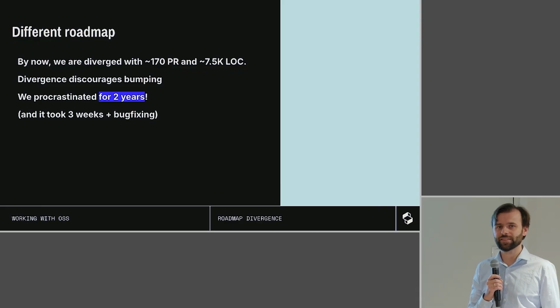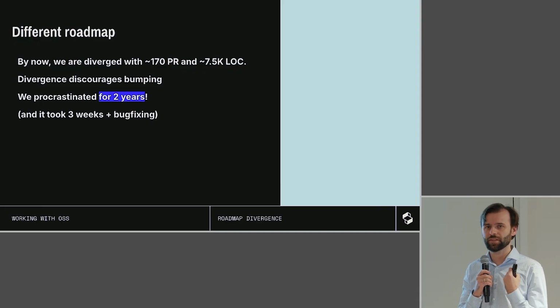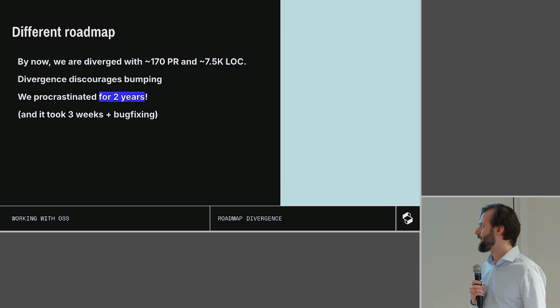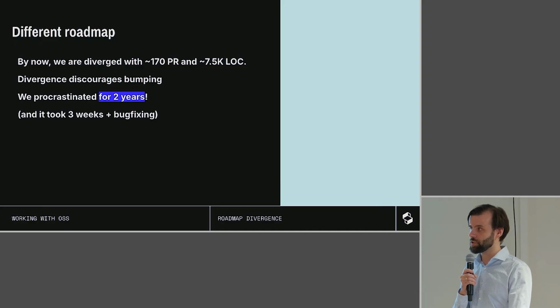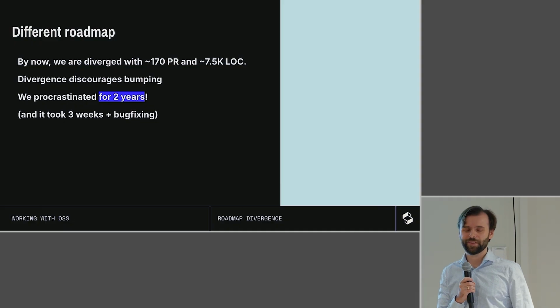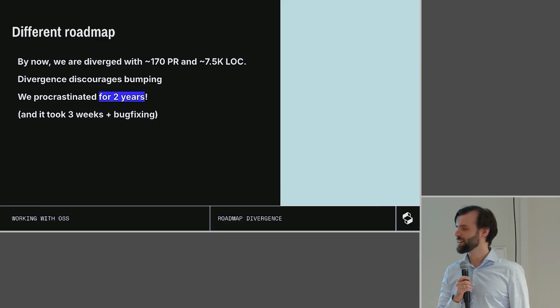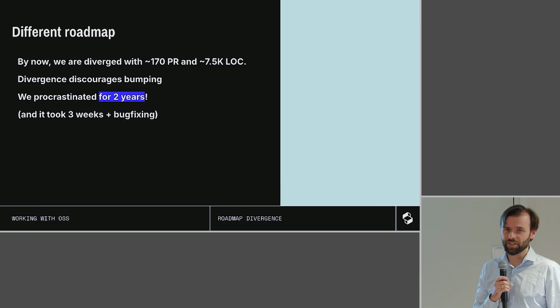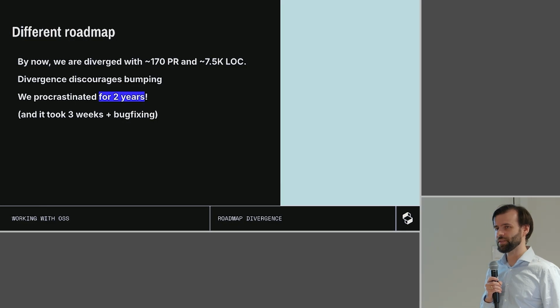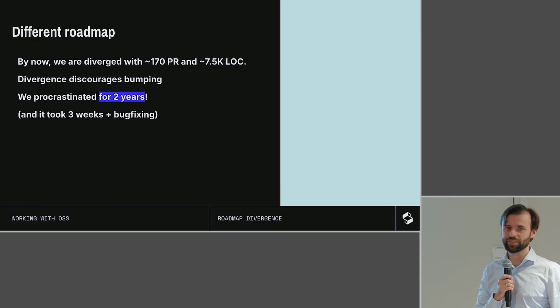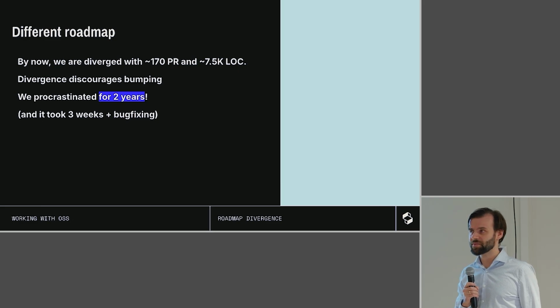And the problem with this divergence is that it discourages keeping your fork in sync with the upstream. For example, it took us 2 years to make our first bump. And even when we did it, it took 3 weeks plus bug fixing. I think this was even less than we anticipated. We were so discouraged from bumping. After these 3 weeks of blood, sweat, and tears, we weren't encouraged to do it again. I think we bumped one more time after this and haven't bumped since.